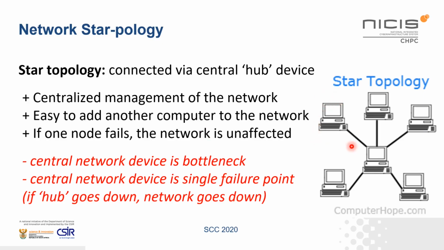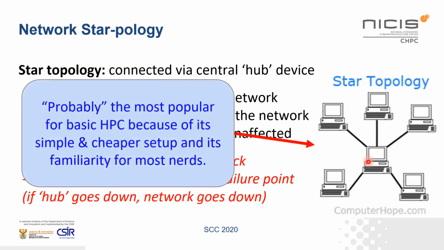In this case, the bottleneck will be the central network device, and that's where the root of the TCP incast problem arises. But worse than that, this is also the single point of failure in your network. This is probably the simplest network topology that you can use in an HPC system, and on a very small cluster with 2 or 3 or 4 or 5 nodes, you would typically have them arranged like this with a switch in the middle.